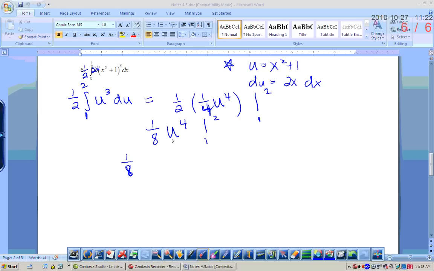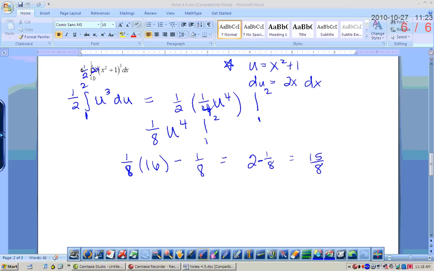Also, when I'm plugging stuff in, I'm going to have 1/8 times 2 to the 4th is 16 minus 1/8 times 1. So 16 over 8 is 2 minus 1/8. You're welcome to leave it like that, or it's 15/8.